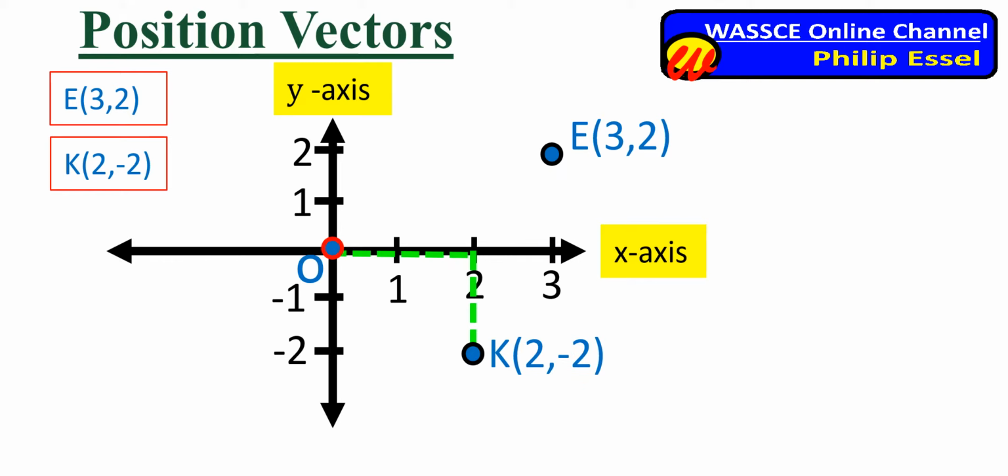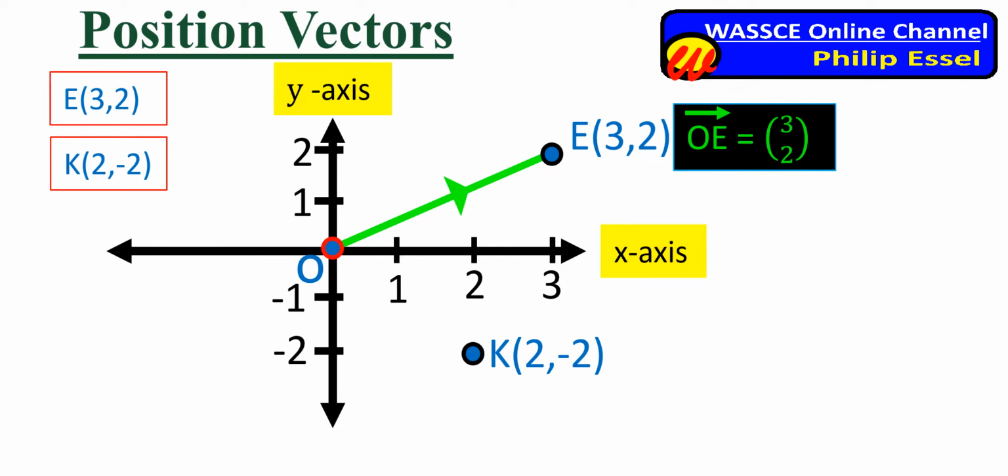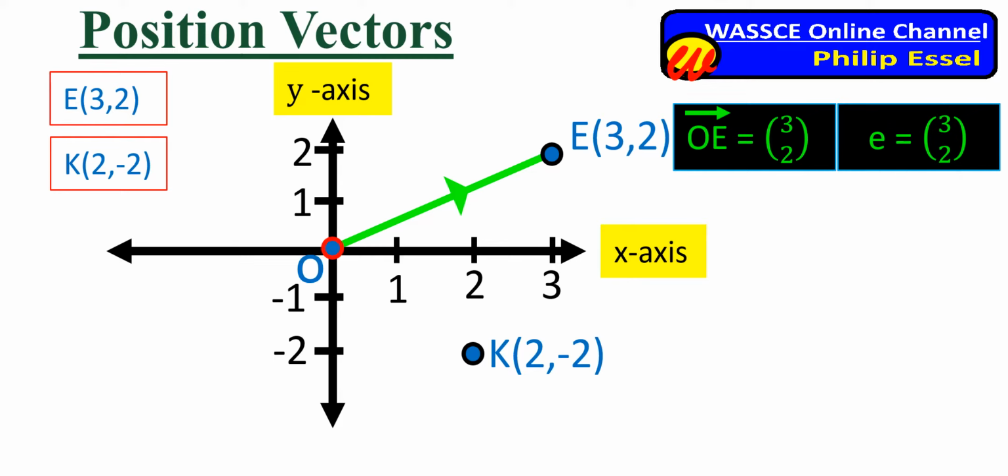Now, let's show the position vector of the point E with an arrow diagram. So, that is the position vector of the point E using an arrow diagram. Again, I would want us to write the point E as a position vector. And this will be the position vector of the point E. It can also be written as this. At this point, I believe we can all write points as position vectors.